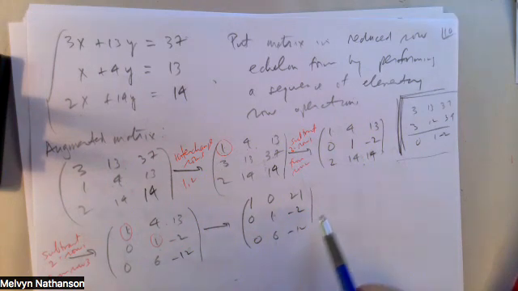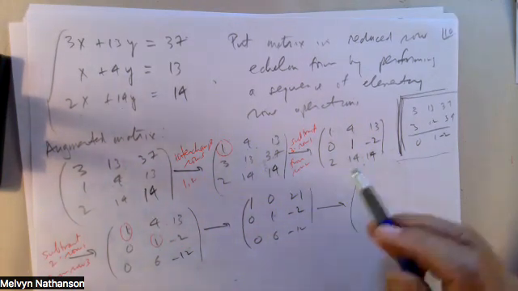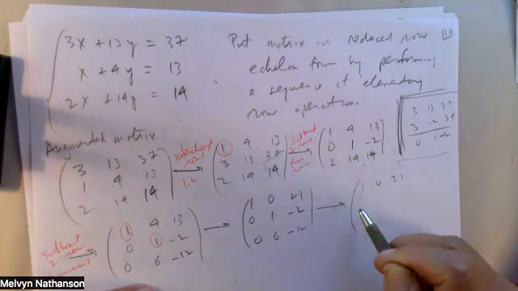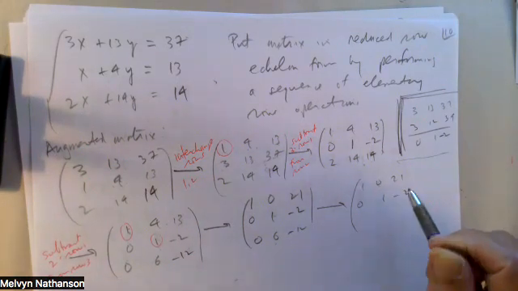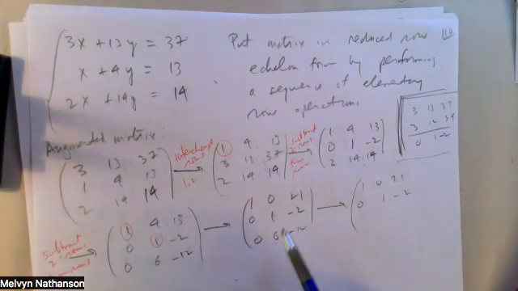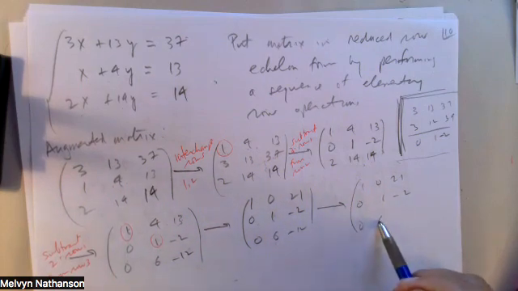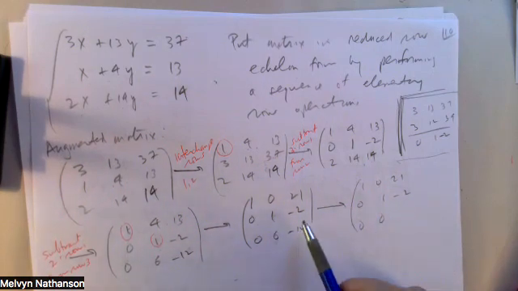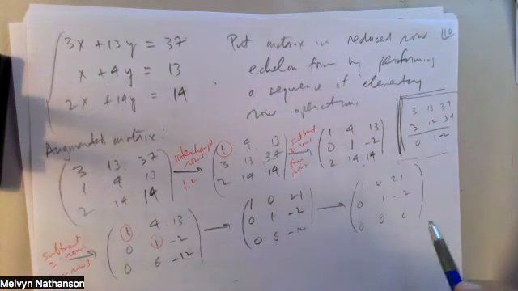Now I want a 0 here. So I'm not changing the first row. I'm not changing the second row. But to get a 0 here, I subtract 6 times the second row from the third. 0 minus 0 is 0. 6 minus 6 is 0. Minus 12 plus 12 is 0.